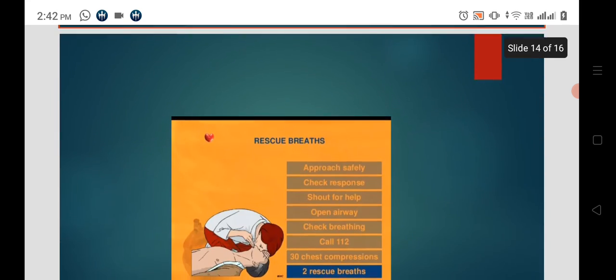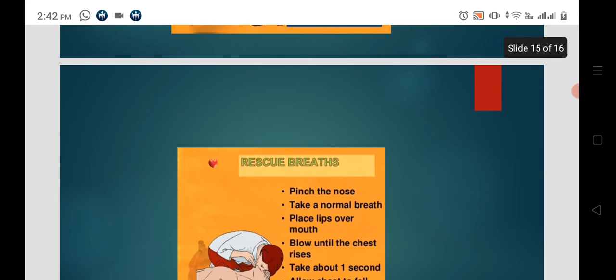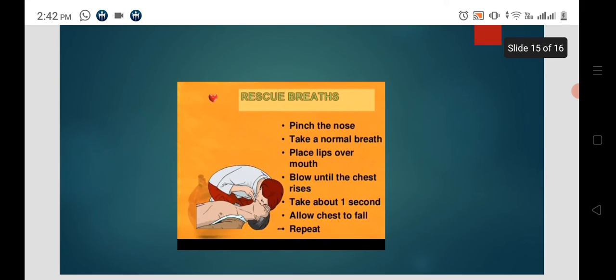After doing the 30 compressions, you go for the rescue breaths. Two rescue breaths are important. 30 compressions and two rescue breaths are important. How will you do the rescue breaths? Rescue breaths are given by pinching the nose, taking a normal breath, placing the lips over the mouth and blowing until the chest rises. You can see the chest rising, and take about 1 second, and allow the chest to fall, and repeat.